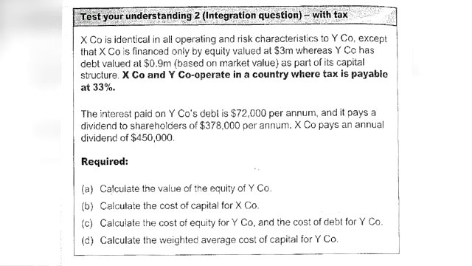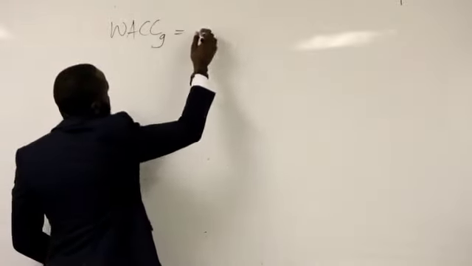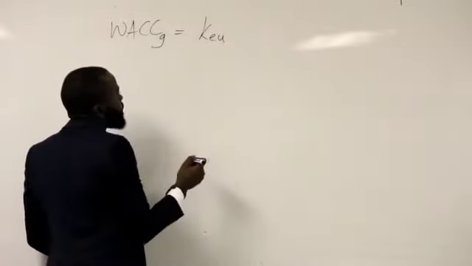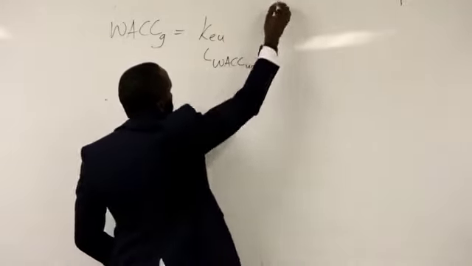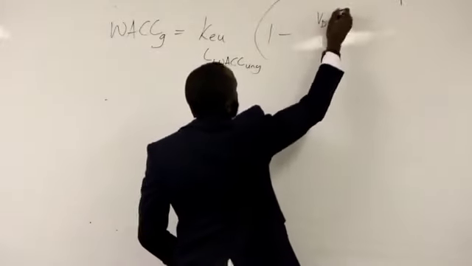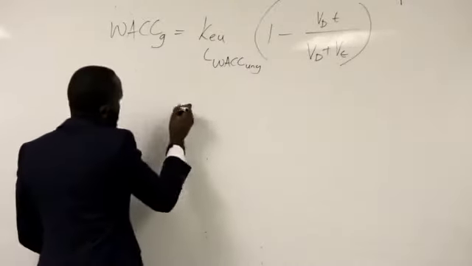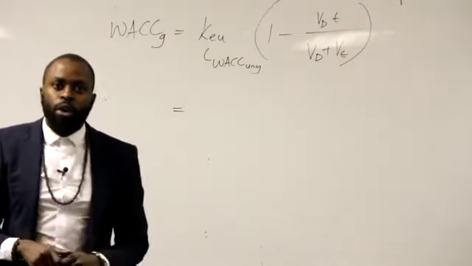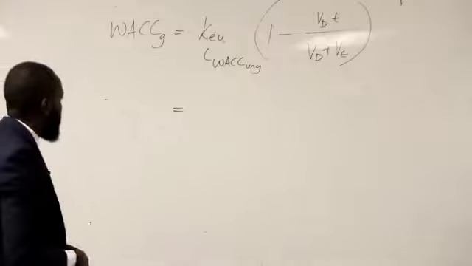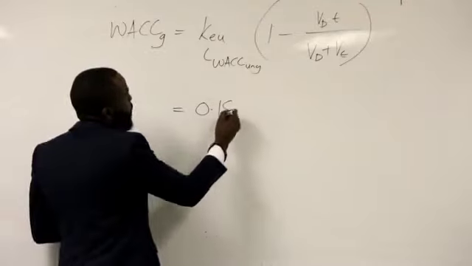Now I want to look at the weighted average cost of capital. We use the last formula, which calculates the weighted average cost of capital in a geared company. How you calculate it is, take the cost of equity in an ungeared company, which is equal to the weighted average cost of capital in an ungeared company, times 1 minus VDT over VD plus VE. Our cost of equity in an ungeared company is exactly the same as the weighted average cost of capital, because if a company is not geared, it doesn't have any debt component. Therefore its cost of equity is equal to the weighted average cost of capital, which is 0.15.